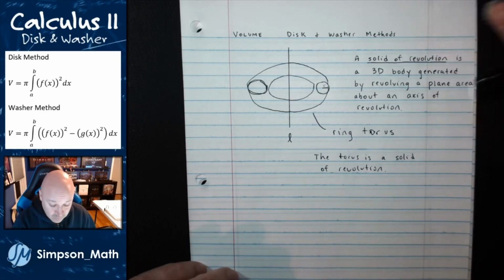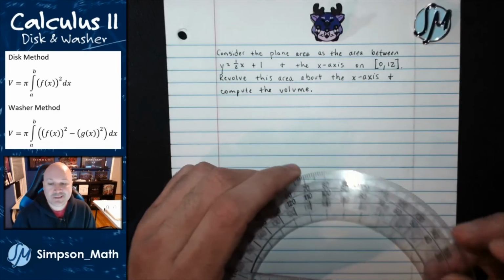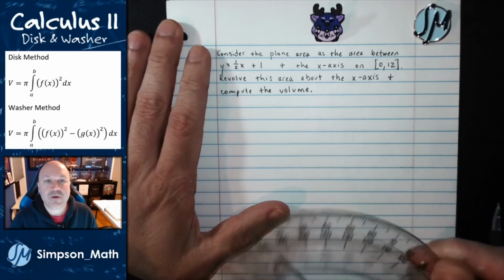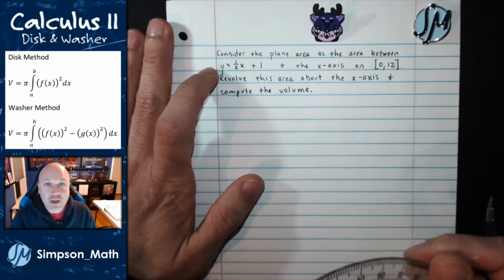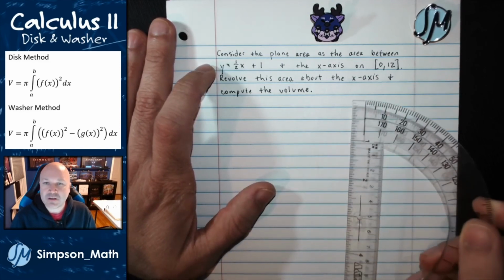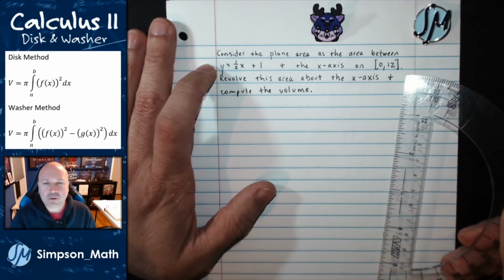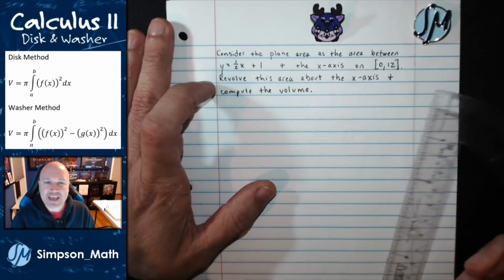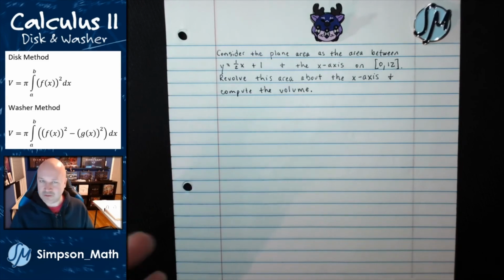All right. So let's just jump straight into an example. We have considered the plane area as the area between the line y equals 1/2 x plus 1 and the x-axis on the interval 0, 12. That's just a line. I'm going to then rotate that area about the x-axis to create a solid of revolution.